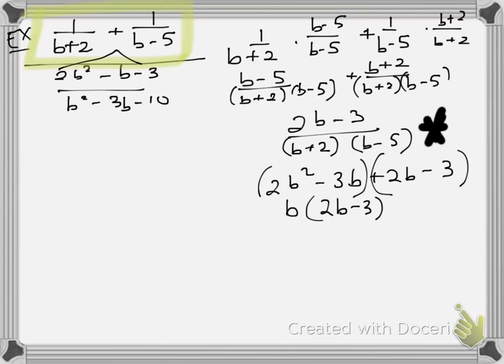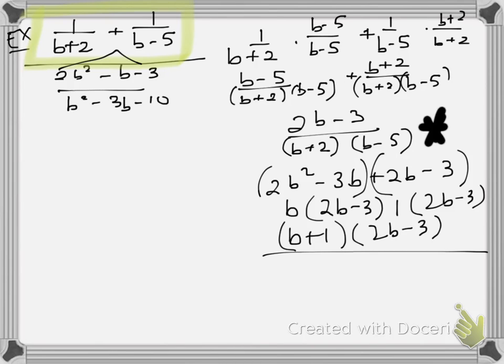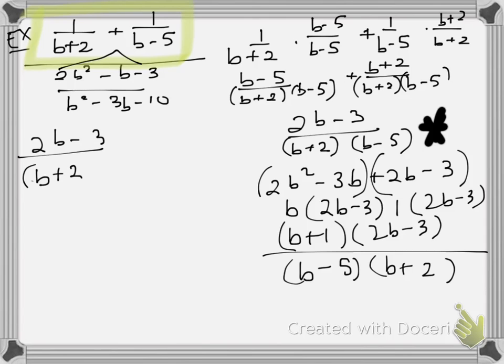And then over here I have 1 and 2b minus 3. So then my factors of just the top part are b plus 1 times 2b minus 3. Now I've got to get the bottom part. The bottom part's significantly easier: b minus 5 and b plus 2, right? So now my new problem is 2b minus 3 over b plus 2 times b minus 5.